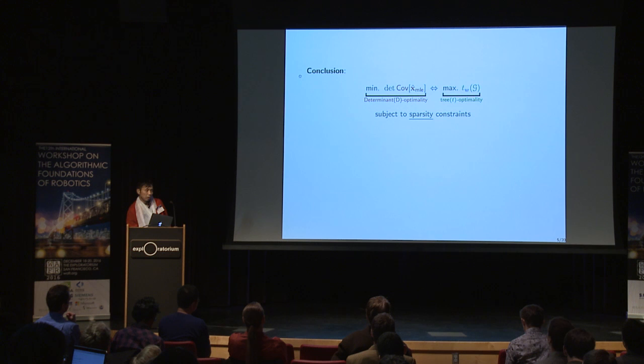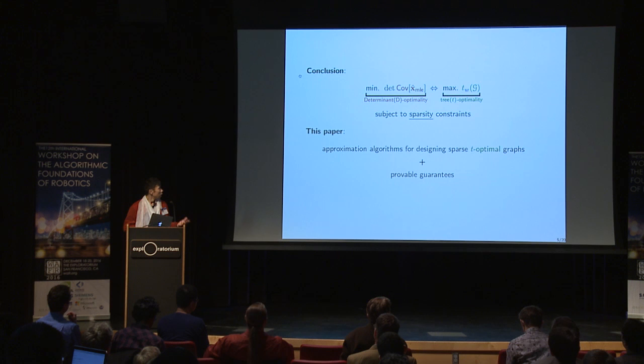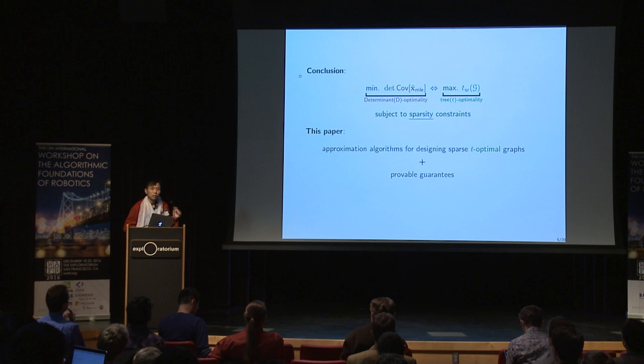But another critical issue in SLAM and many other problems is sparsity. So we don't want the graph to be too dense, even though the accuracy can be improved. So in this paper, we look at the problem of approximation algorithms for designing a sparse graph which has the optimal number of spanning trees. We call it T-optimality. And we also provide some provable guarantees.